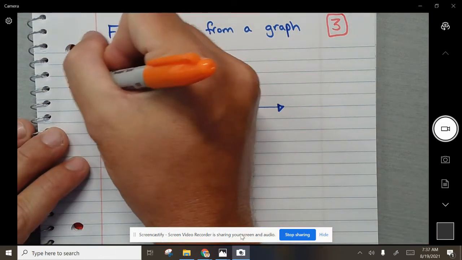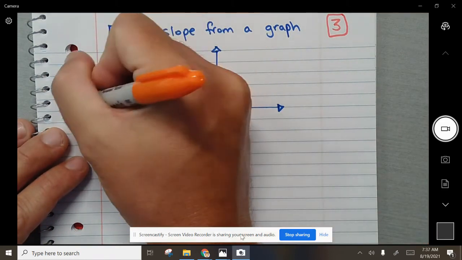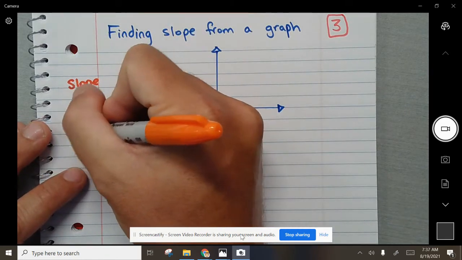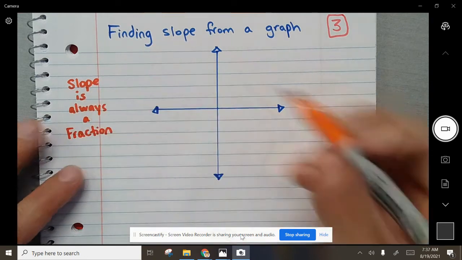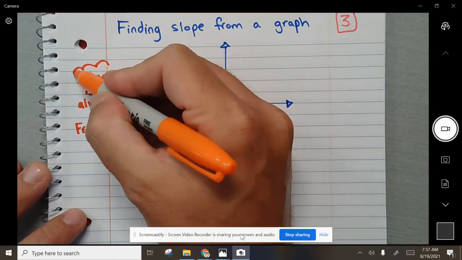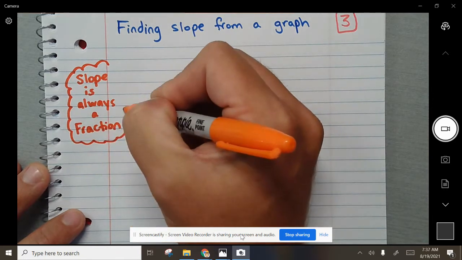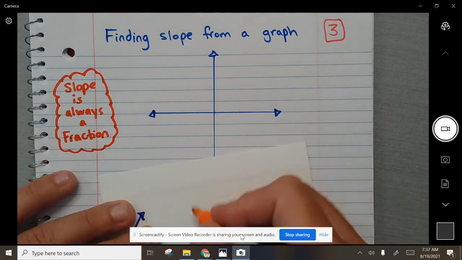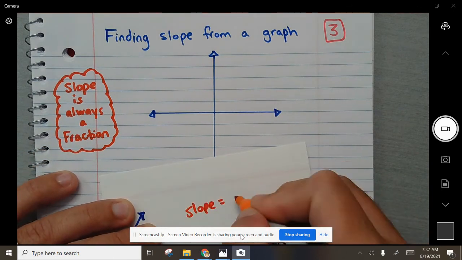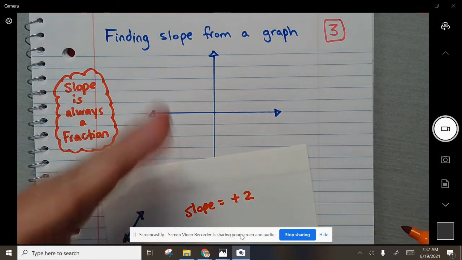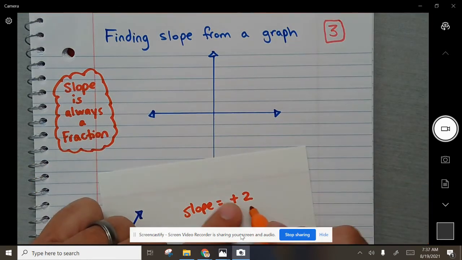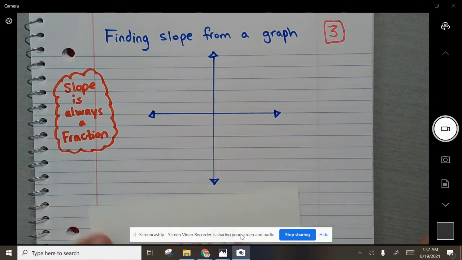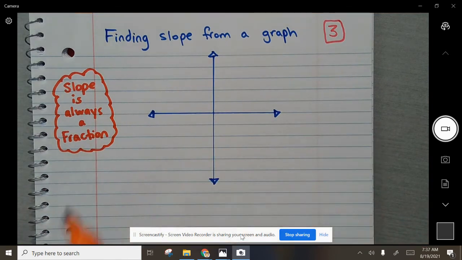Let's write this down here. Slope is always a fraction. Slope is always a fraction. Even if your slope was 2, imagine your slope equaled positive 2. I'm going to say positive, so you know it's going to go in a positive direction. Can you write this as a fraction? Yeah, it'd be 2 over 1, right? So every slope is written as a fraction, every time, okay?